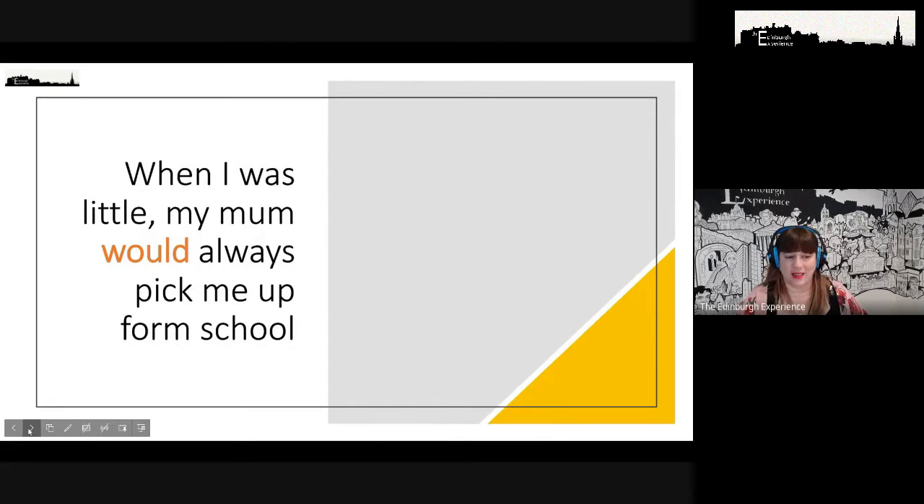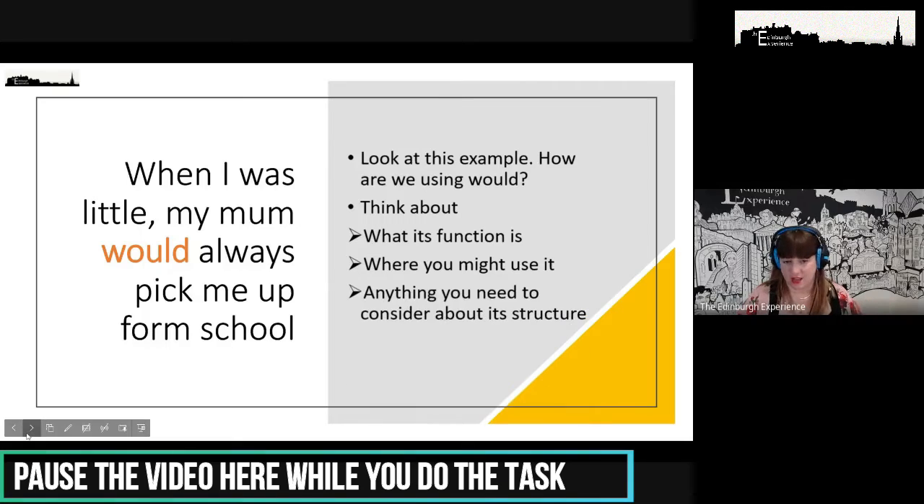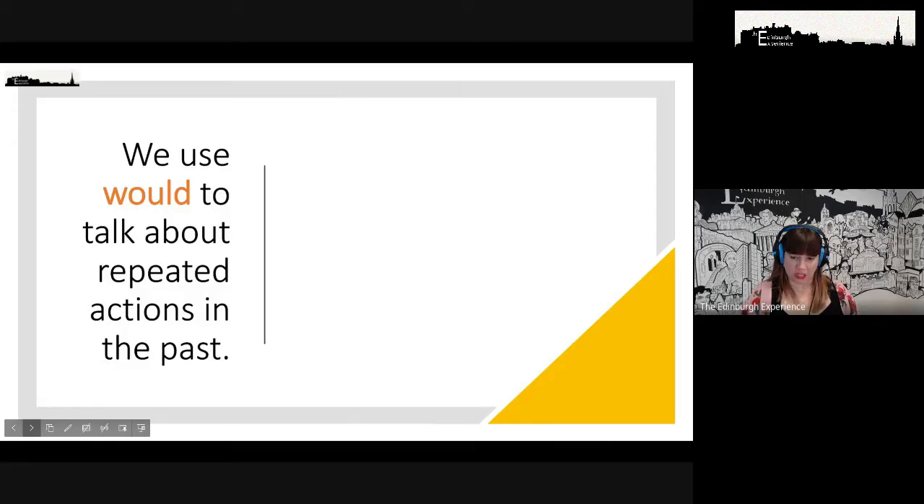Right, next structure for you. When I was little, my mum would always pick me up from school. Oops, sorry, typo. From, not from school. Okay, so again, let's look at this example. Think about what the function is, where you might use it, anything you need to consider about its structure. We're really using would here to talk about repeated actions that happened in the past.